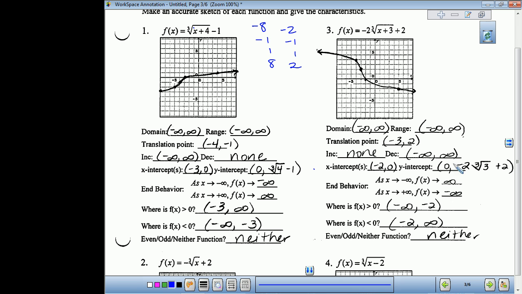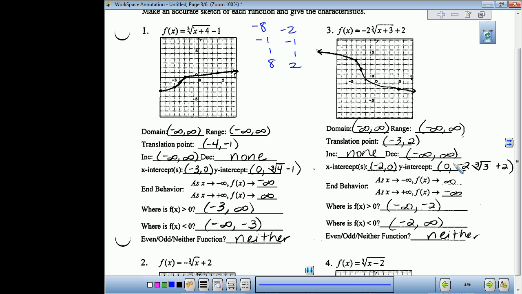Okay, so in 1 and 3, hopefully we're squiggling the right way. So this entire function, number 1, is increasing. So our increasing interval is from negative infinity to positive infinity. But because number 3 has a negative out in front of the function, we have a reflection over the x-axis, which makes the entire function decreasing, from negative infinity to positive infinity.